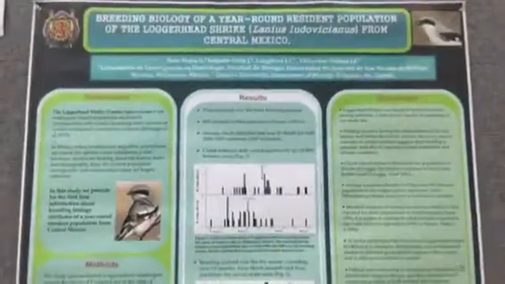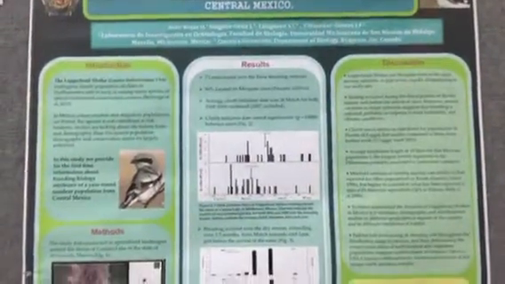All right, so my name is Javier Salgado. I'm a biology professor from Michoacan in Mexico. And in this symposium where I'm presenting, it's the life history of the breeding biology of the loggerhead shrike. It's one of two species that are found in North America.